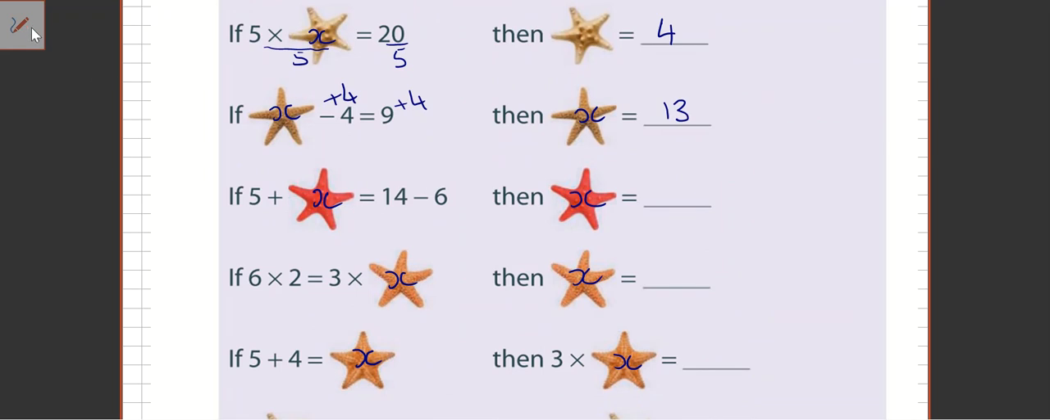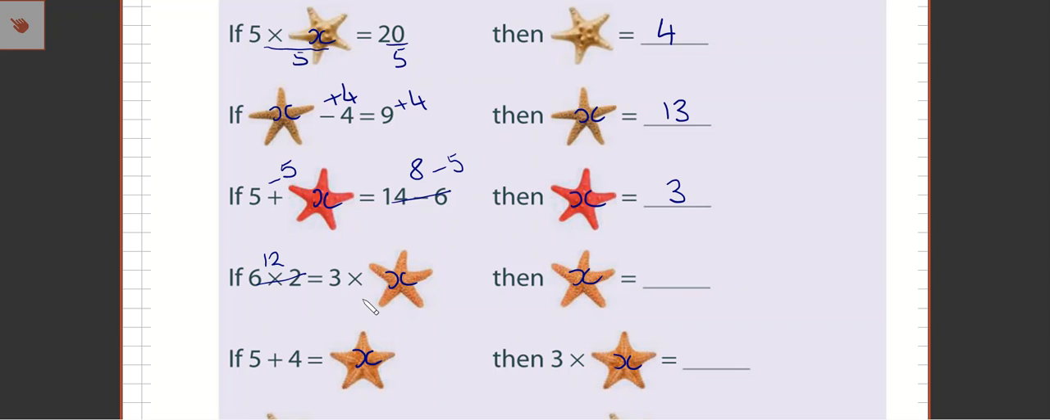5 plus something equals, well, let's do this first. What's 14 minus 6? 8. So let's change that to 8. 5 plus something equals 8. So what do we do? What's the inverse operation? We have to subtract 5 from both sides and we get 3. 6 times 2, let's sort it out, is 12.